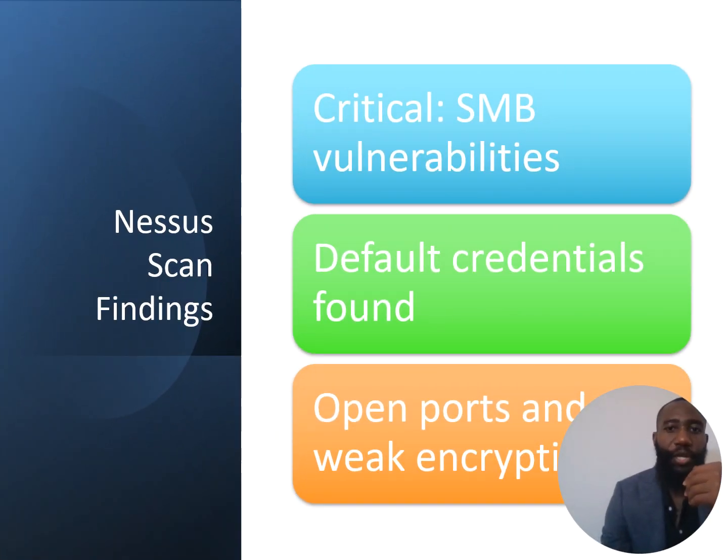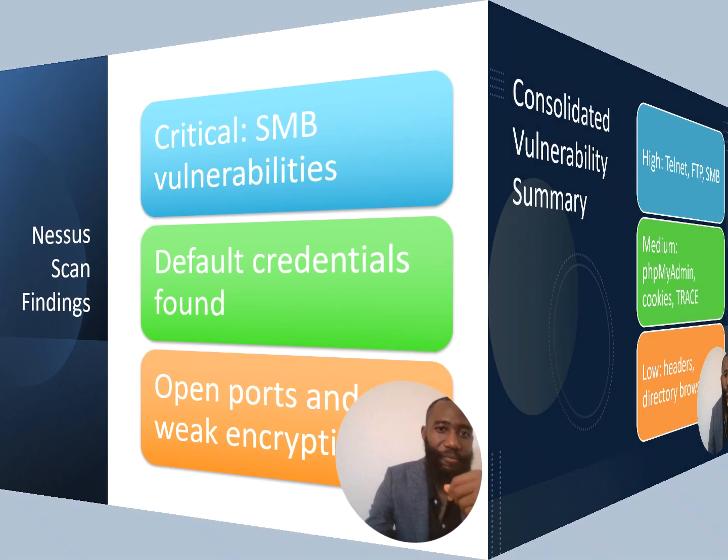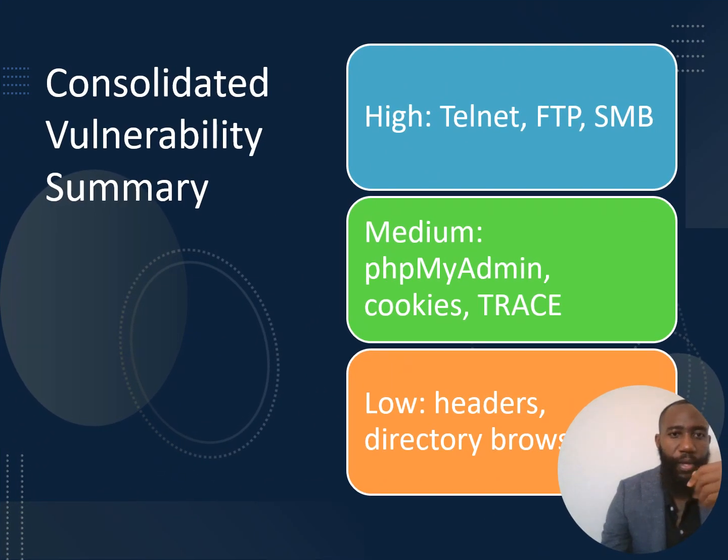Nessus highlighted major vulnerabilities like unauthenticated SMB access and default credentials. These are well-known attack vectors for lateral movement or privilege escalation. Taking the results from all tools together, the system is most vulnerable through services like Telnet and SMB. Medium-level risks include exposed phpMyAdmin and session mismanagement, while low risks stem from misconfigured HTTP headers and directory listing.